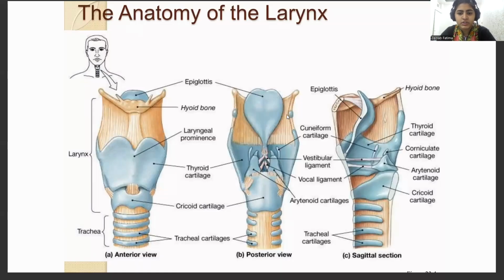If we come to the posterior view, what we see different is the vocal ligaments, which help in voice. We have the arytenoid cartilage, same. And then if we come to the sagittal section, it is the cross section. Then we will see the hyoid bone, the epiglottis, the thyroid cartilage, arytenoid cartilage, and cricoid cartilage, and tracheal cartilage. Let's go to the next slide.